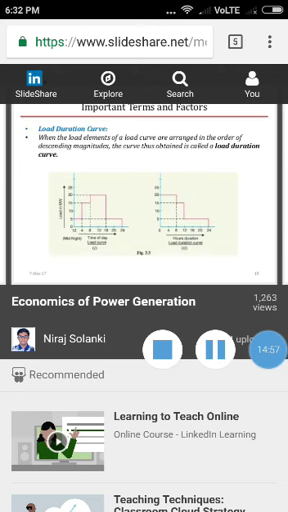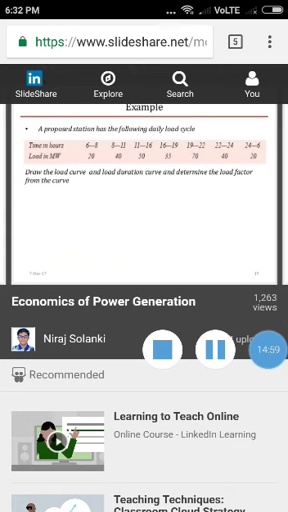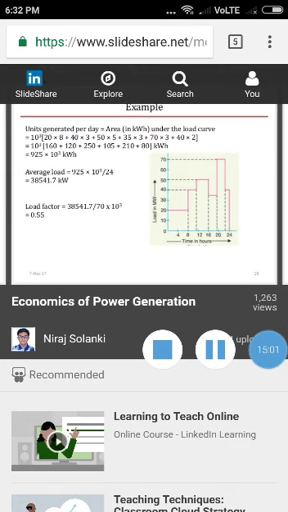Load duration curve. So this is the load duration curve.